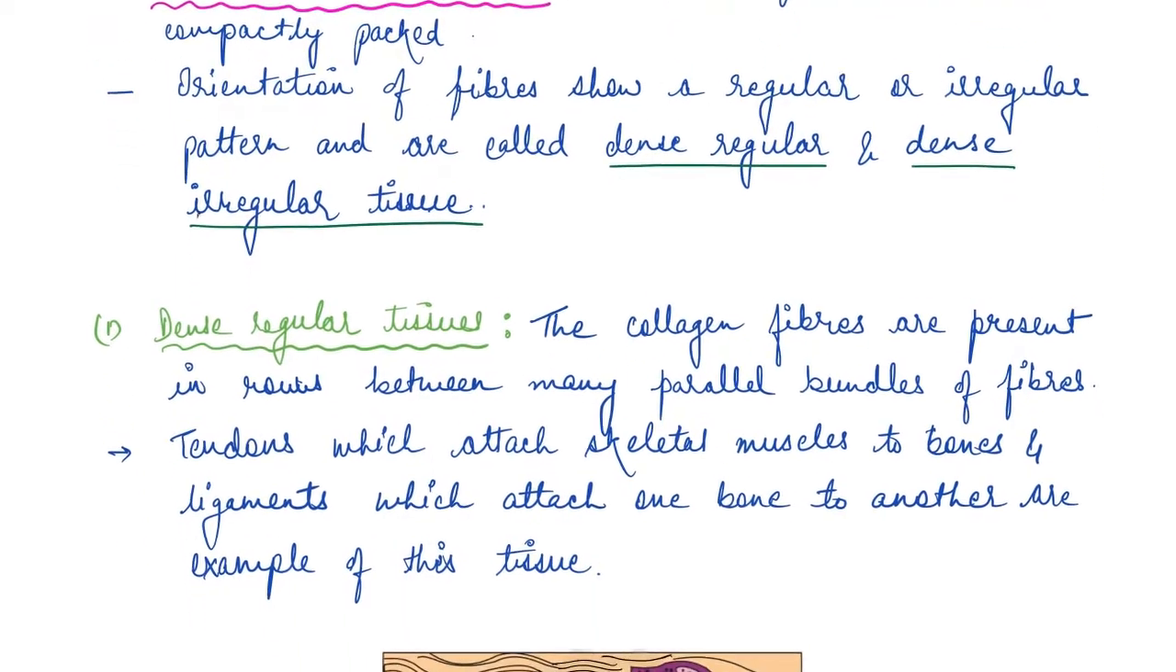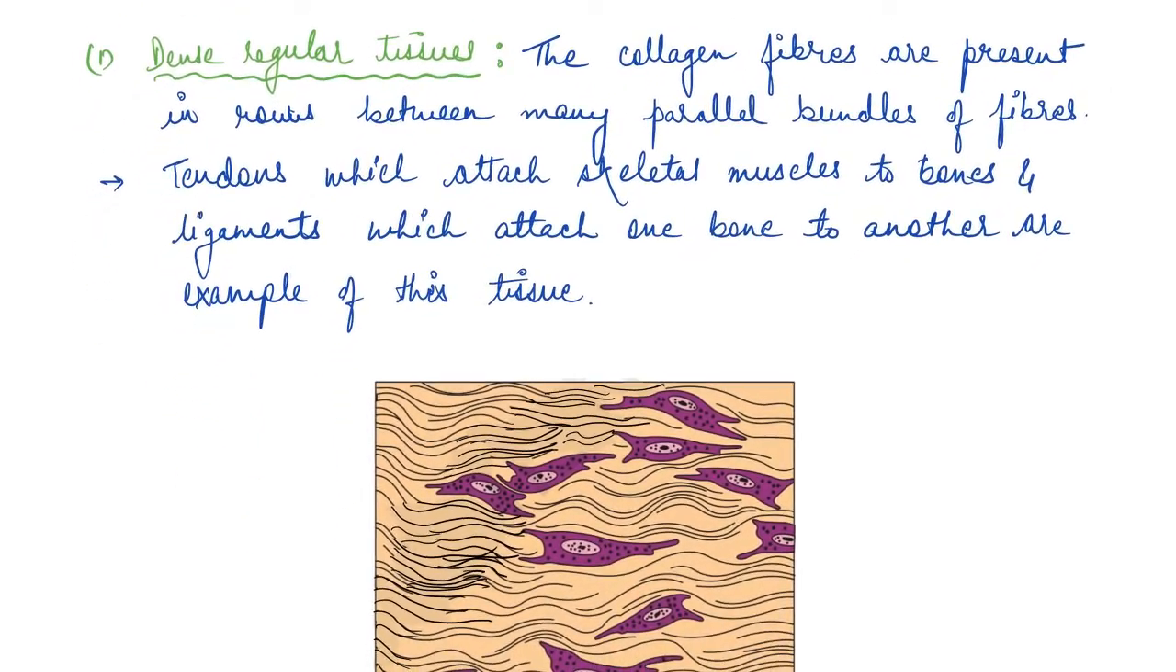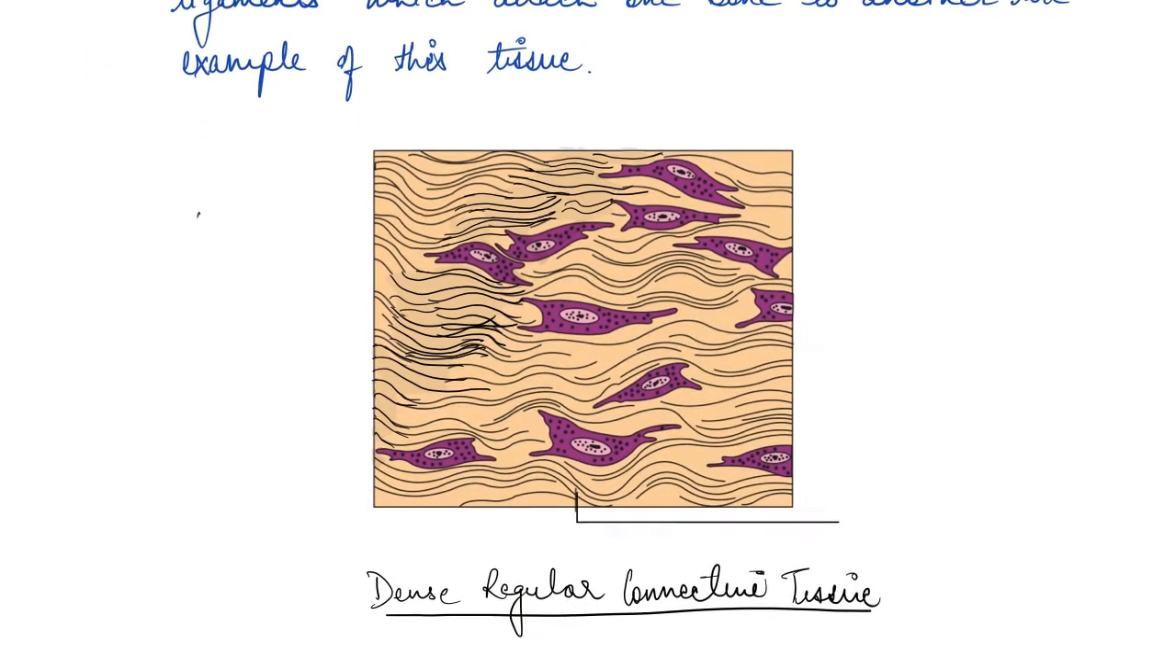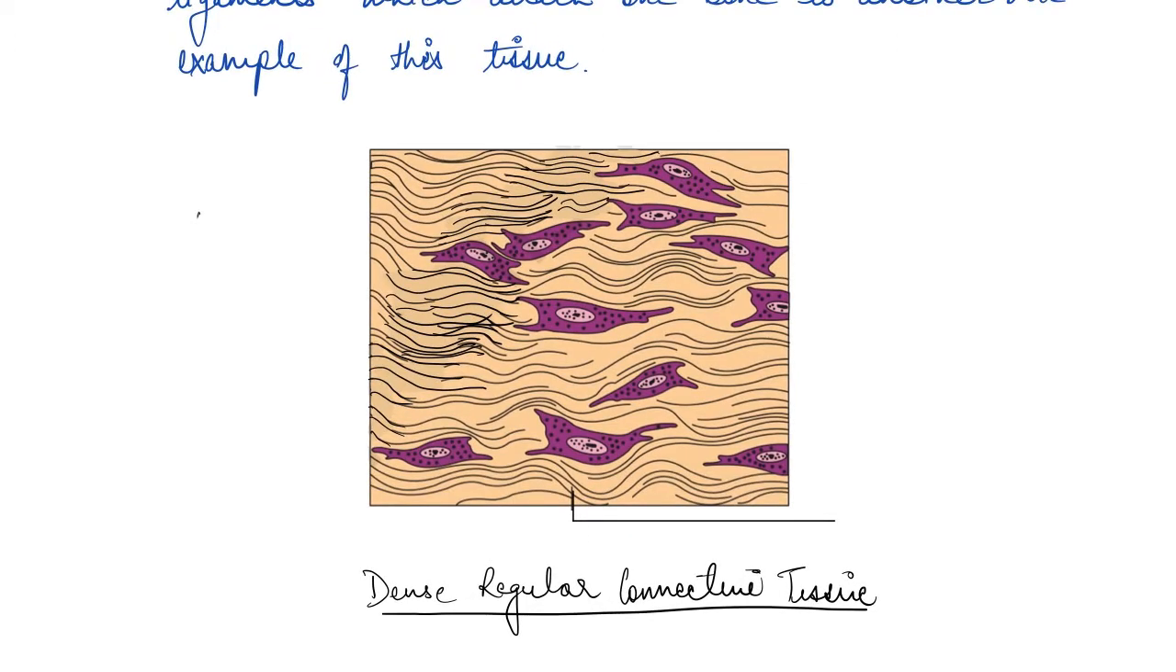In dense regular tissues, the collagen fibers are present in rows between many parallel bundles of fibers. Remember that here the arrangement is in one direction. It is regular. And in between those fibers, we have collagen fibers present, right? If you see the structure here, you will realize that all these fibers are in one direction, right? They are running parallel to each other, right? In between these fibers, we have the collagen fiber.